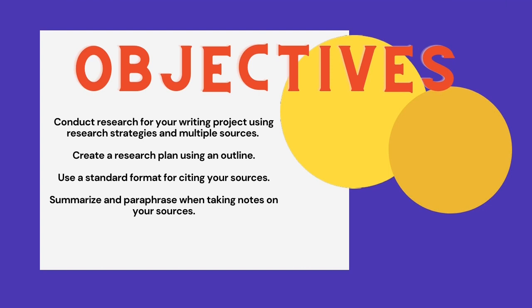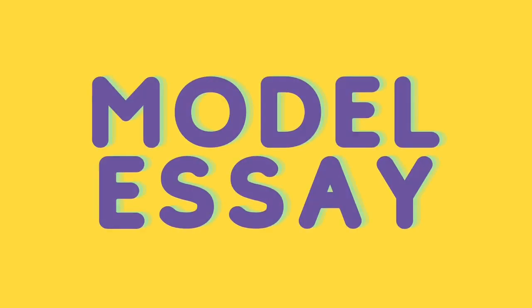The objectives for this video and these lessons are to conduct research for your writing project using research strategies, create a research plan, use standard formatting for citing your sources, and to be able to summarize and paraphrase when taking notes on your sources.